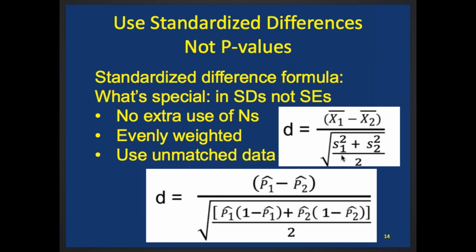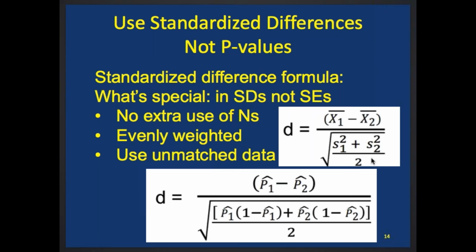This is a little different. Notice there's no n's in here, and so we're essentially trying to get rid of the weighting by the sample size. So if one sample size is much bigger than the other, rather than letting that dominate the variance estimate, we just give them equal weight.